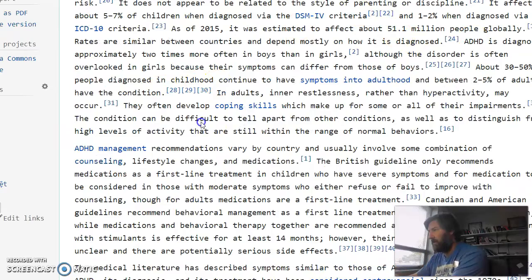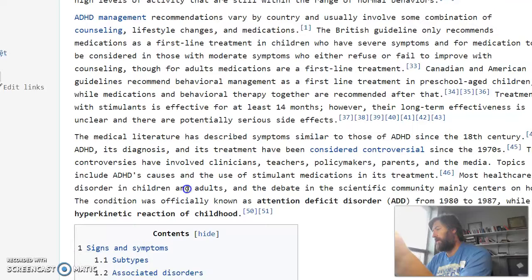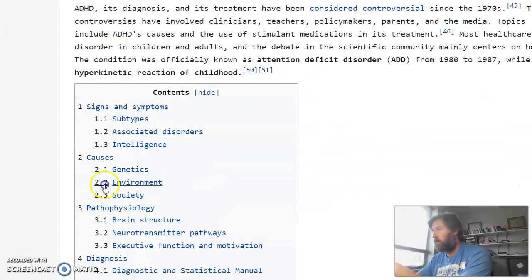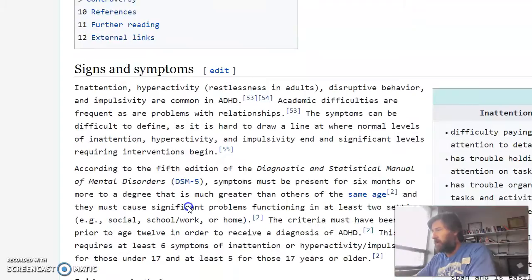What you can do by reading through the Wikipedia page is possibly come to some more keywords. Like I see coping skills here, symptoms, ADHD management. So then maybe you go back to the academic search, the database search, and you're looking for some of these keywords that are associated with ADHD. That could help lead you in a different direction to sort through some of the articles that are there.